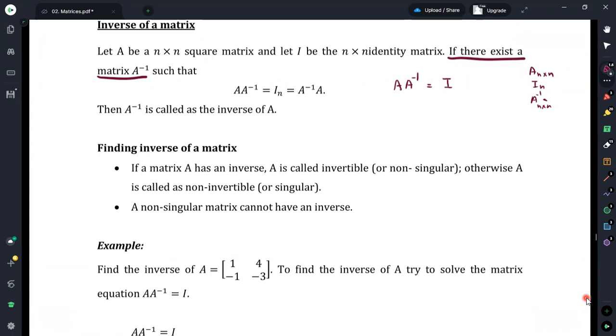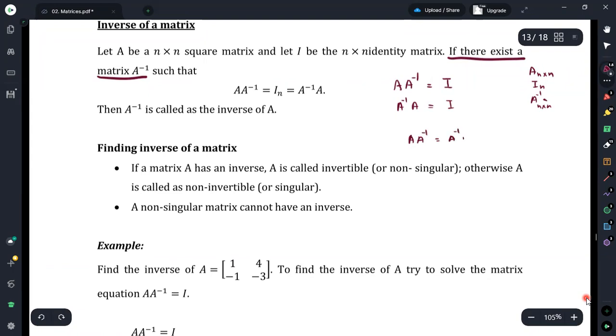And if you interchange these places, we will get the same answer. A inverse times A will be equal to I. Therefore, by combining this, we can say that A times A inverse is equal to A inverse times A. This is the next equality we can obtain.